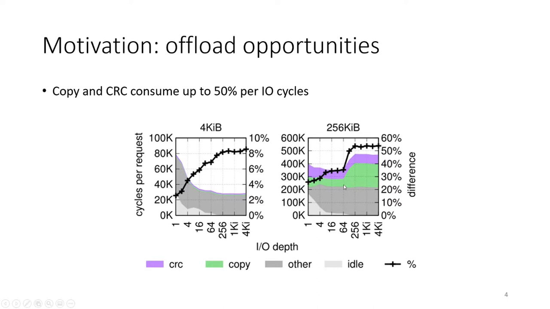Interestingly, in this figure we see a significant jump in the overhead of copying and CRCing somewhere around an IO depth of 128. The reason is that at this size, the workload exceeds the LLC size, and as the cache is thrashing, performance degrades further, and copying and CRCing becomes more expensive.